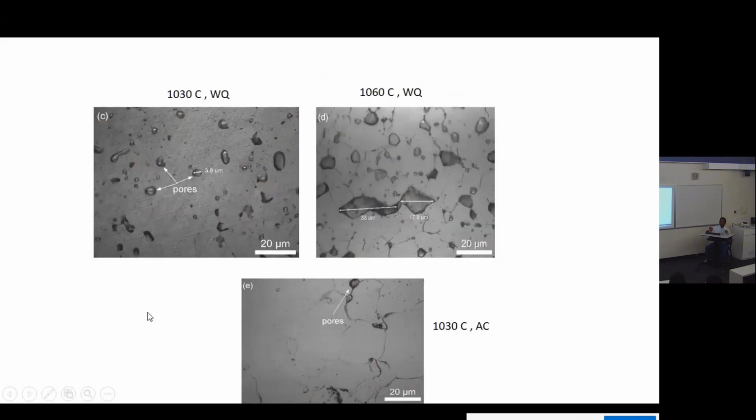Tian is the one who should have done this, but anyway, quickly you can see that the water quenched ones all have voids in them. You can see these have large amounts of voids, and the one that was heated to 1060 degrees and water quenched, we believe that it's got large voids.